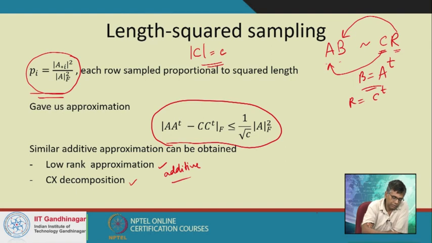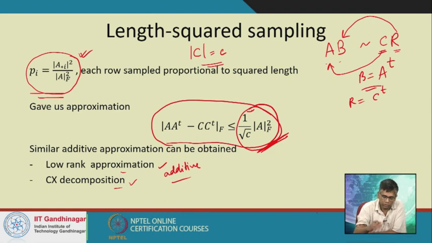And the additive error that we get is really the one that comes out here. In each of these cases, the idea is that you choose a set of columns C using this particular sampling technique, and then you do a low rank decomposition of that set of columns, or you get a CX decomposition using that set of columns. The additive bound on the error that you get in these two cases comes really from the bound that we have calculated here. We're not going to go into the details of this.